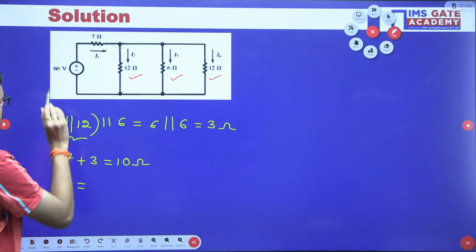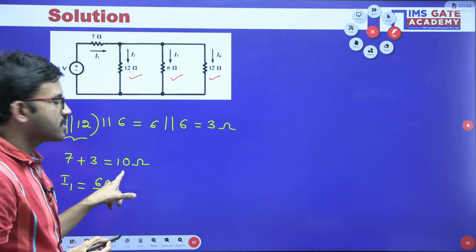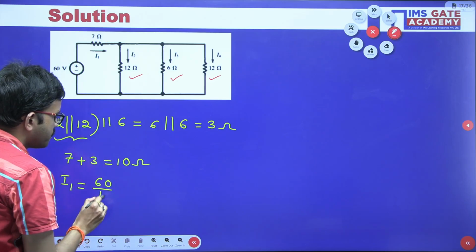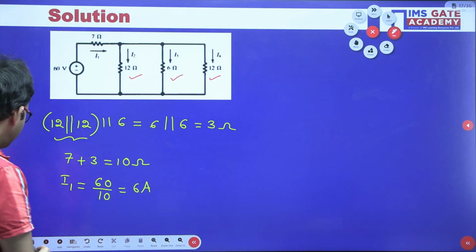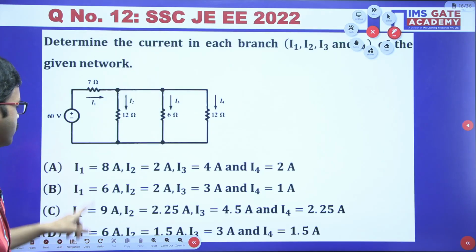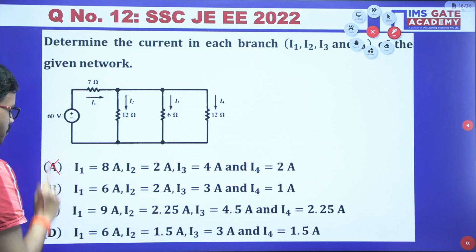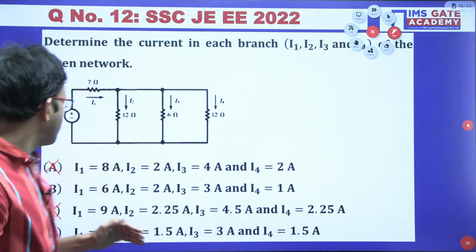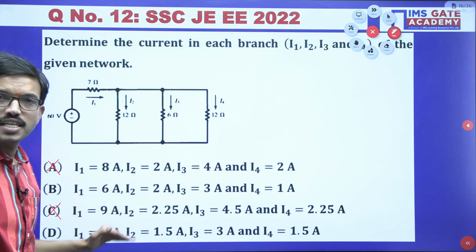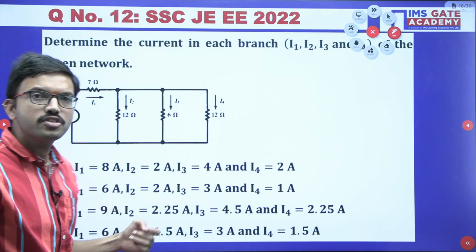Supply voltage is 60 volt. And just now we got the entire equivalent resistance is 10 ohm. Okay, so that means 6 ampere. Now you can observe the choices regarding I1. Regarding I1, you are having 6 ampere in 2 choices, right? So we can eliminate as of now option A and option C, because I1 value you are getting is 6 ampere. Now we have to figure out among B and D which option is correct.